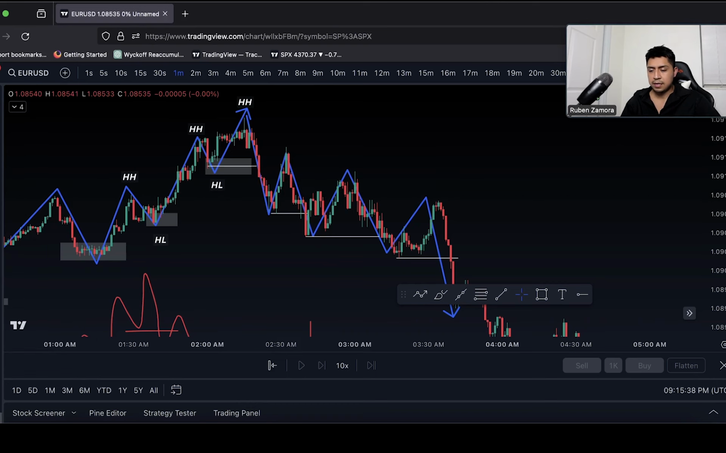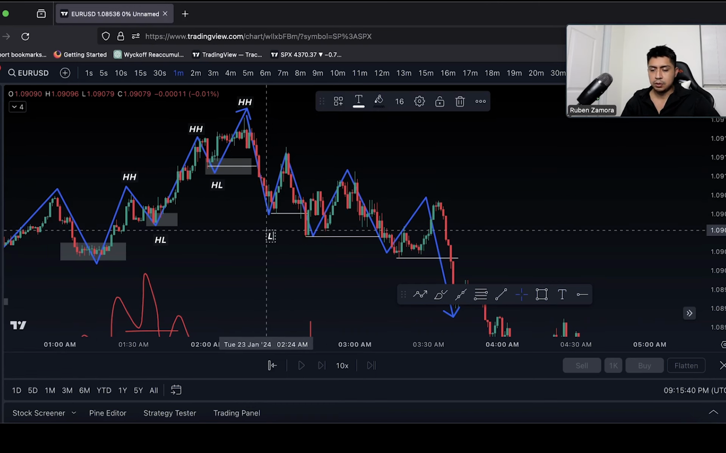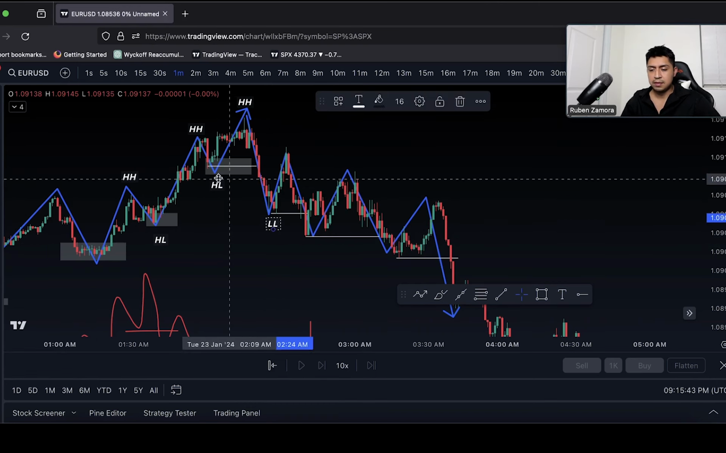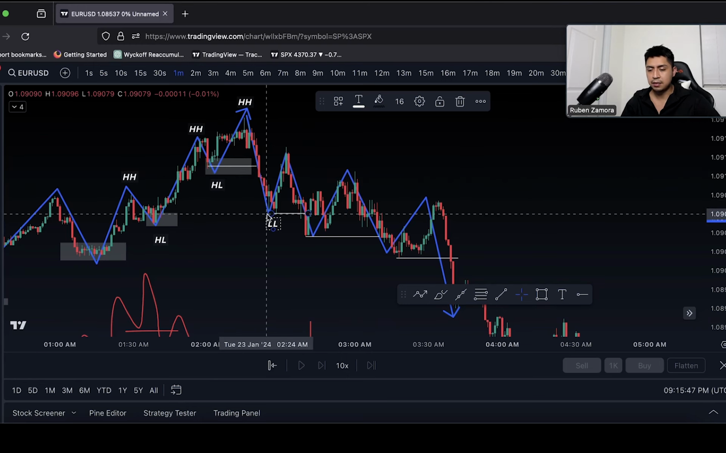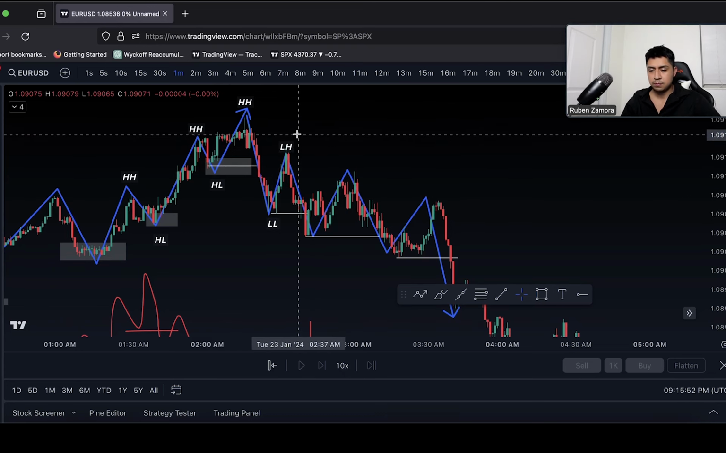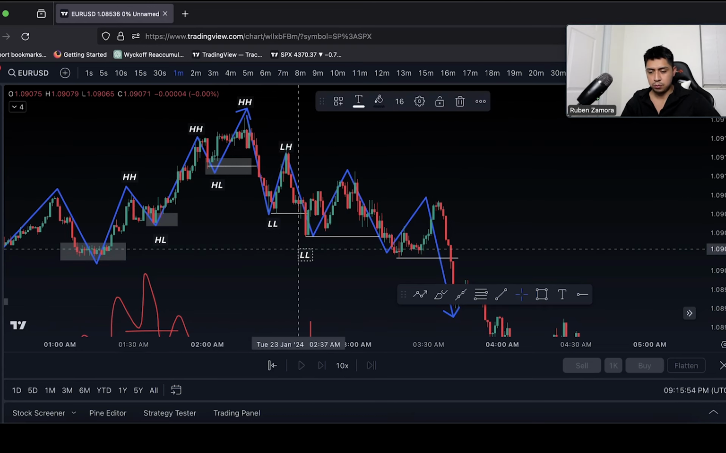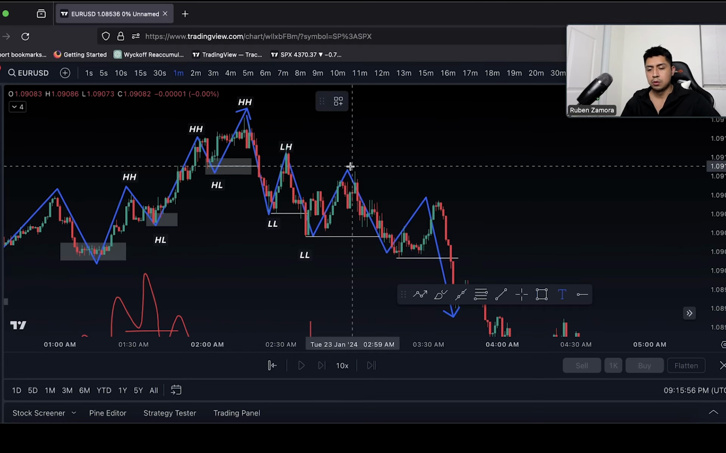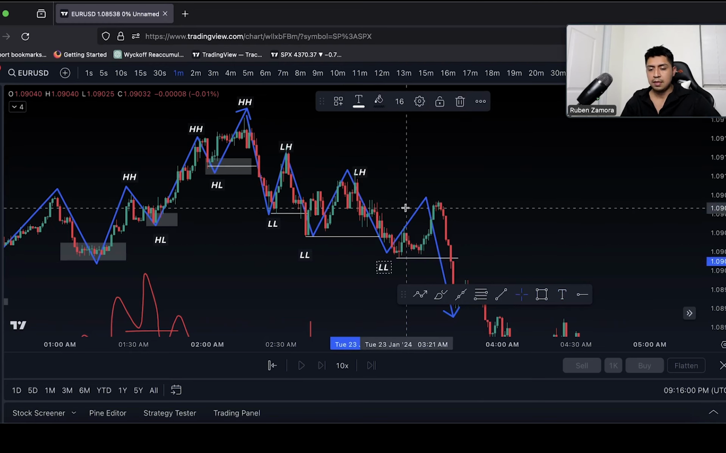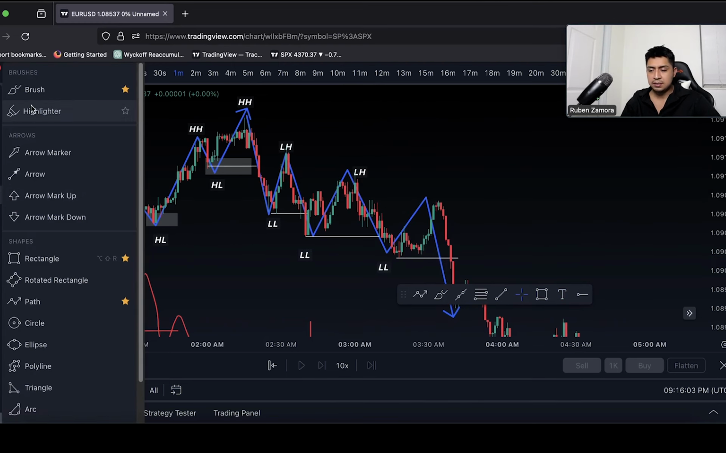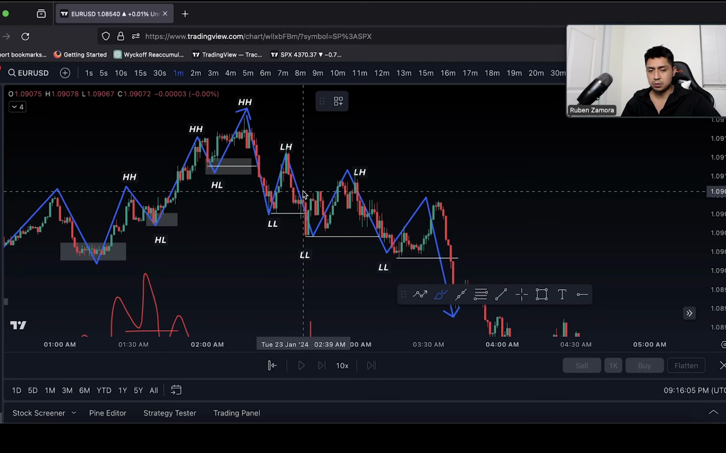So in this case, we now have a lower low, because the moment price breaks below this, it's not called a higher high here. It's a new lower low. Now we have a lower high, and a new lower low. Okay, lower high, lower low. And you can see that price is holding those previous lower highs.